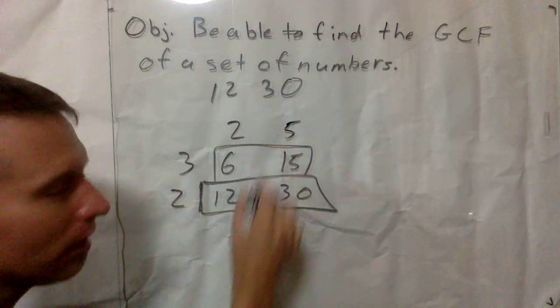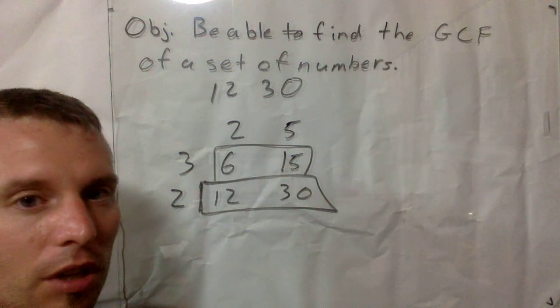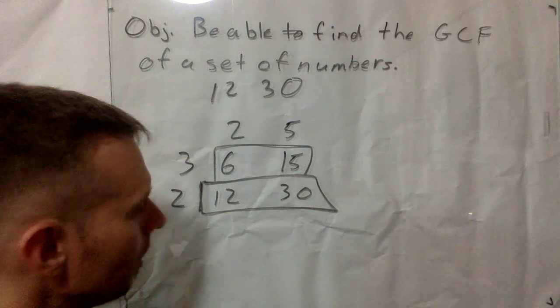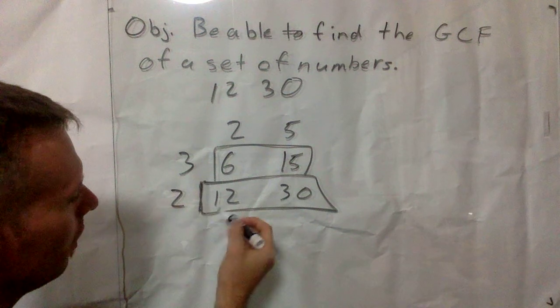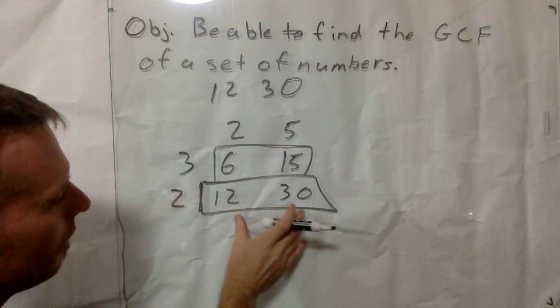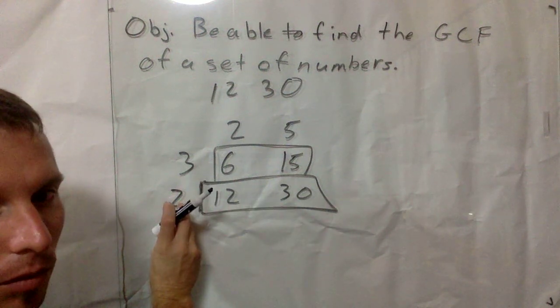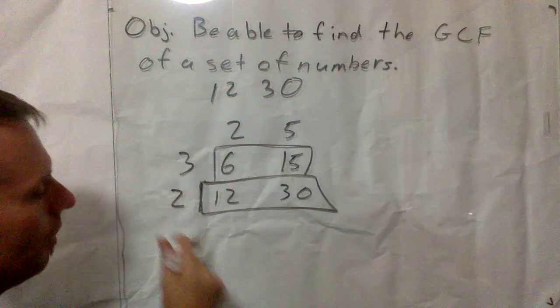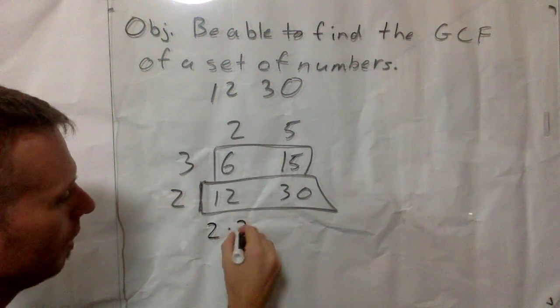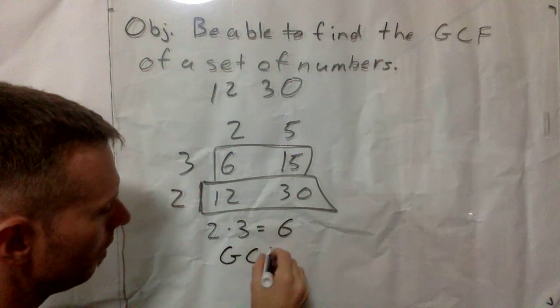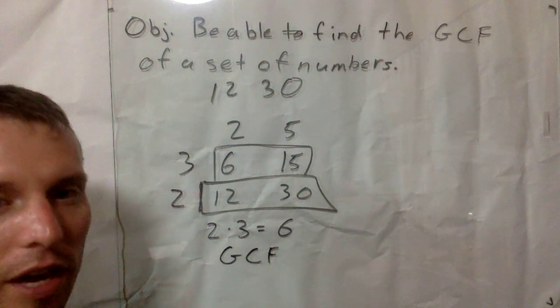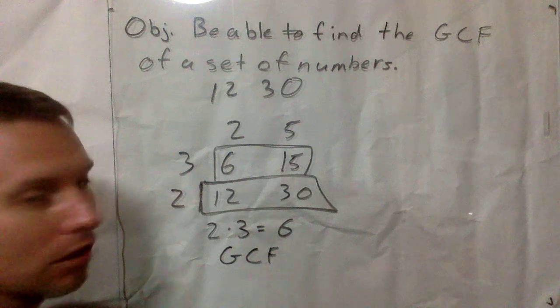Now, is there a number that we can factor out of both 2 and 5? I don't believe so. So if you look at this left-hand side here, the factors that we could factor out of both of them were 2 and then later a 3. So 2 times 3 equals 6, and that is our greatest common factor of 12 and 30.